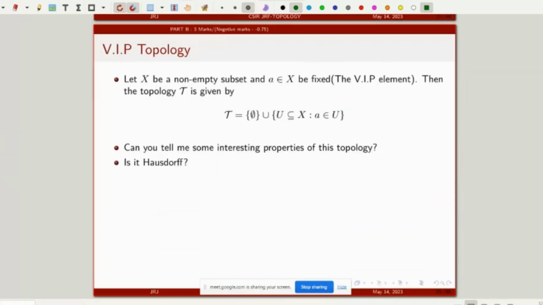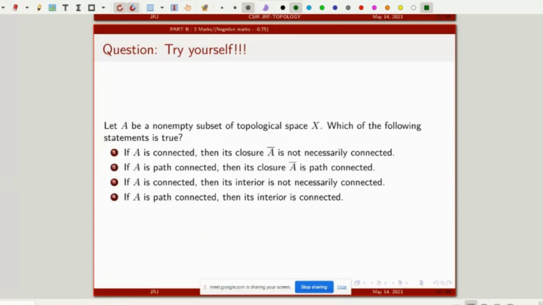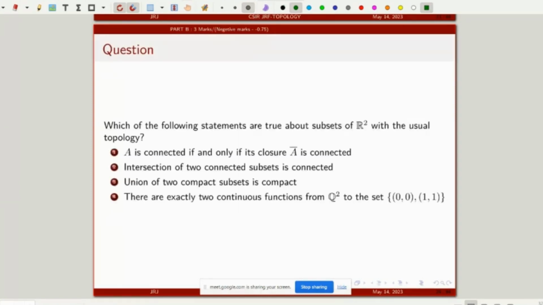Now this is a similar question: A connected, A closure connected, A path connected, A closure path connected. All these things you can do yourself. In this question: which of the following statements are true about the subsets of R2 with the usual topology? A is connected if and only if A closure is connected. That you can check yourself. Intersection of two connected subsets is connected. Is it true?